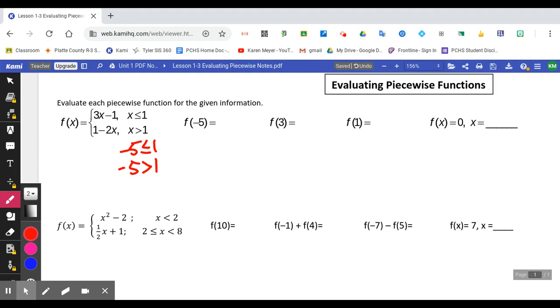So hopefully everybody's saying, well, it's the top one. The top one is true. So whichever one is true, that tells you which piece you're going to use. So we're going to use the top piece. So now we're going to look to the left, and on the top you got 3x minus 1. So just plug in -5 for x. So you got 3 times -5 minus 1, which gives me -16.